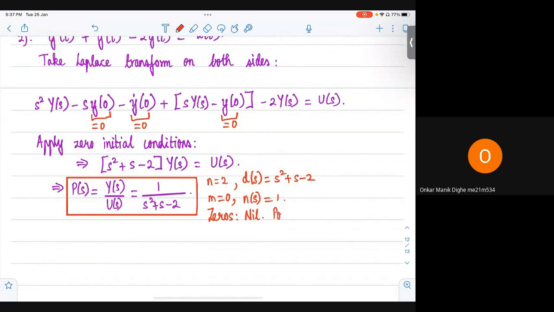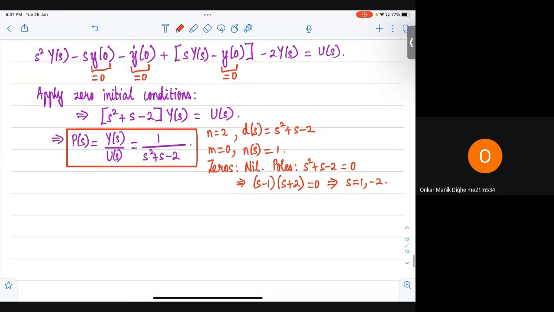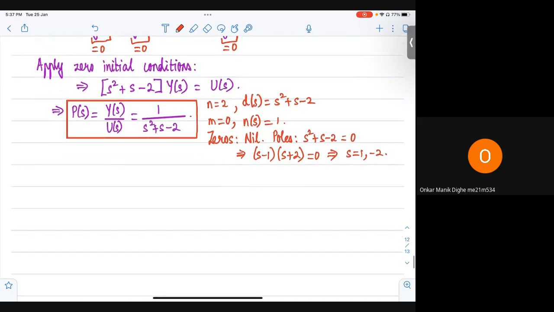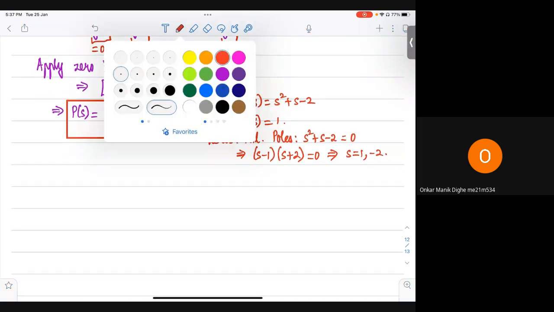As far as the poles are concerned, how do we find the poles? We solve the denominator polynomial equal to 0. So we need to solve s squared plus s minus 2 equal to 0. This can be written as s minus 1 times s plus 2 equal to 0. So this gives s equal to 1 and s equal to minus 2 as the two poles of the transfer function in this particular case.